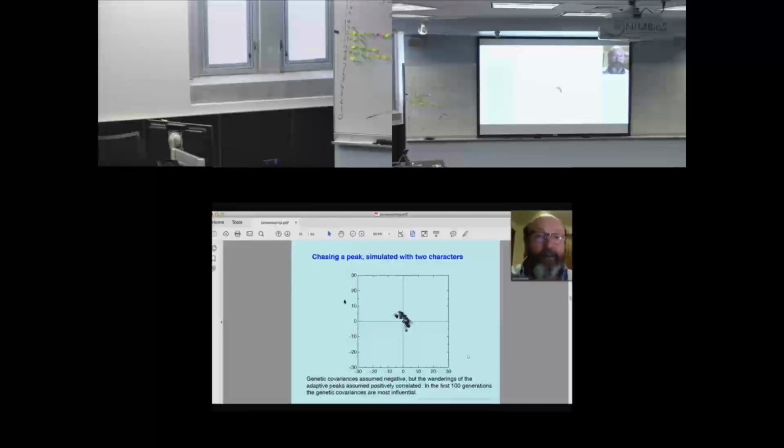Let me go back to this case here, which is a simulation I did just to give you a feel for when genetic covariance is important and when selective covariance is important. And this somewhat duplicates things that Steve talked about earlier. Let's imagine what I've got here is a single lineage evolving through time, and it's got genetic covariance between two characters. It's going to be negative covariance in this particular case.